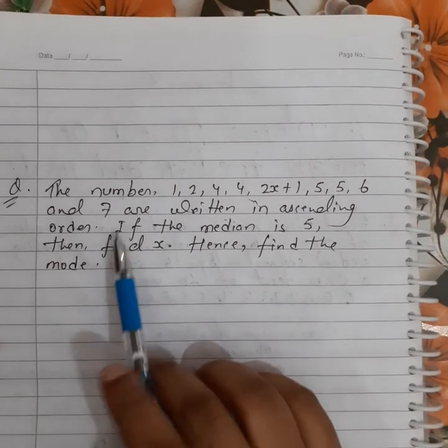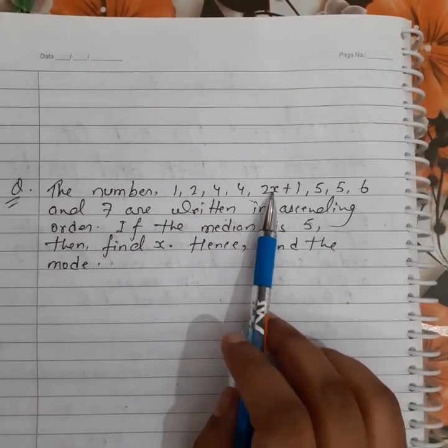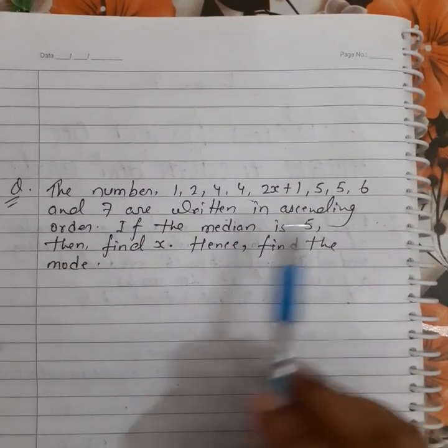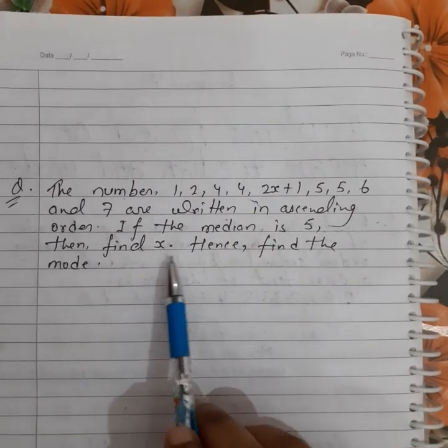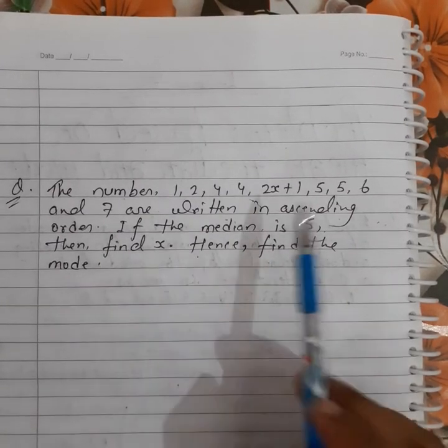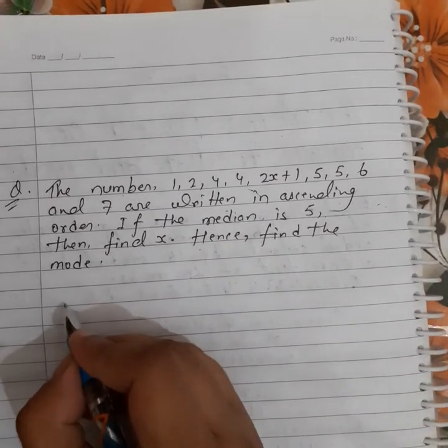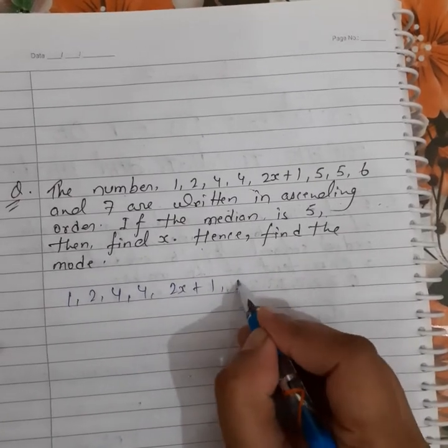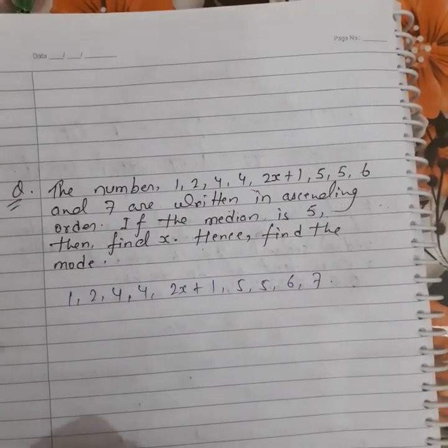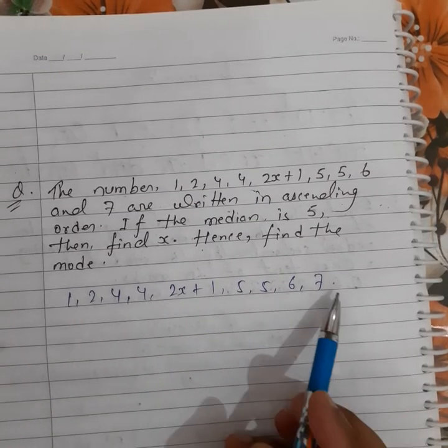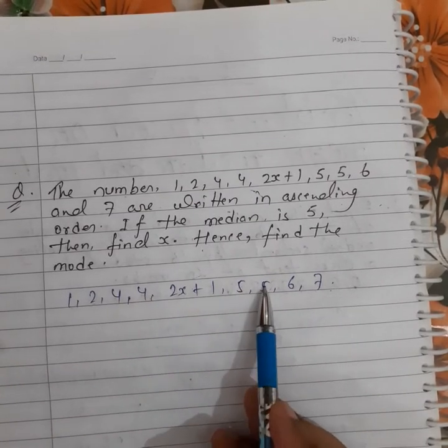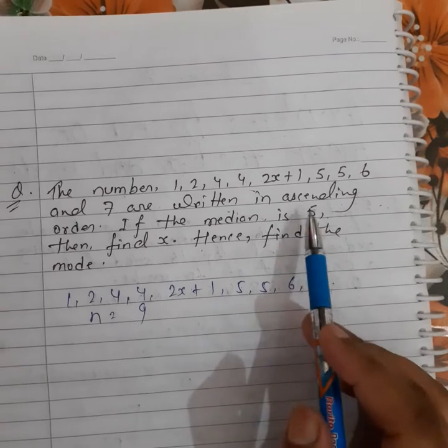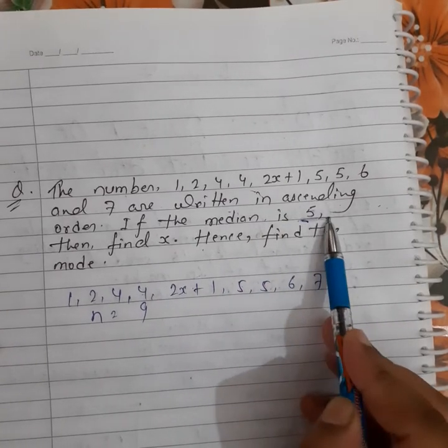Now the second question: the numbers 1, 2, 4, 4, 2x plus 1, 5, 5, 6 and 7 are written in ascending order. If the median is 5, then find the value of x, hence find the mode. First, what observations are given here? 1, 2, 4, 4, 2x plus 1, 5, 5, 6, 7. Now, how many observations are here? 1, 2, 3, 4, 5, 6, 7, 8, 9. n is equal to 9. Now, what is given? Median is given, that is 5.